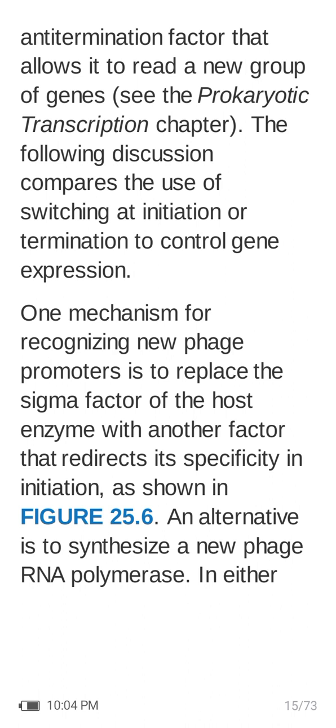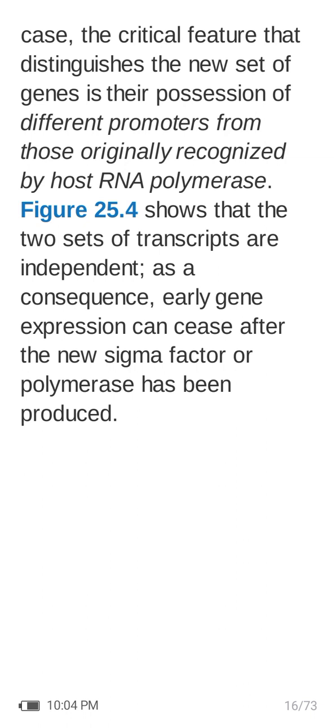An alternative is to synthesize a new phage RNA polymerase. In either case, the critical feature that distinguishes the new set of genes is their possession of different promoters from those originally recognized by host RNA polymerase. The next figure shows that the two sets of transcripts are independent. As a consequence, early gene expression can cease after the new sigma factor or polymerase has been produced.